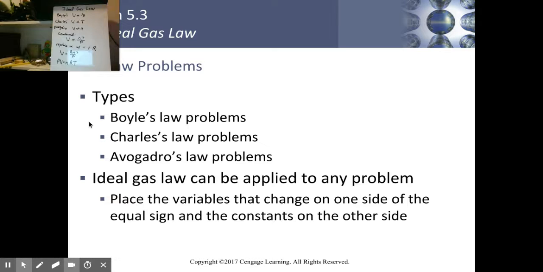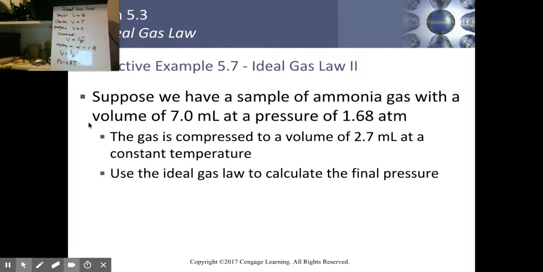So why would you use this? Well, the ideal gas law can be applied to any problem. Place the variables that change on one side of the equal sign and the constants on the other.